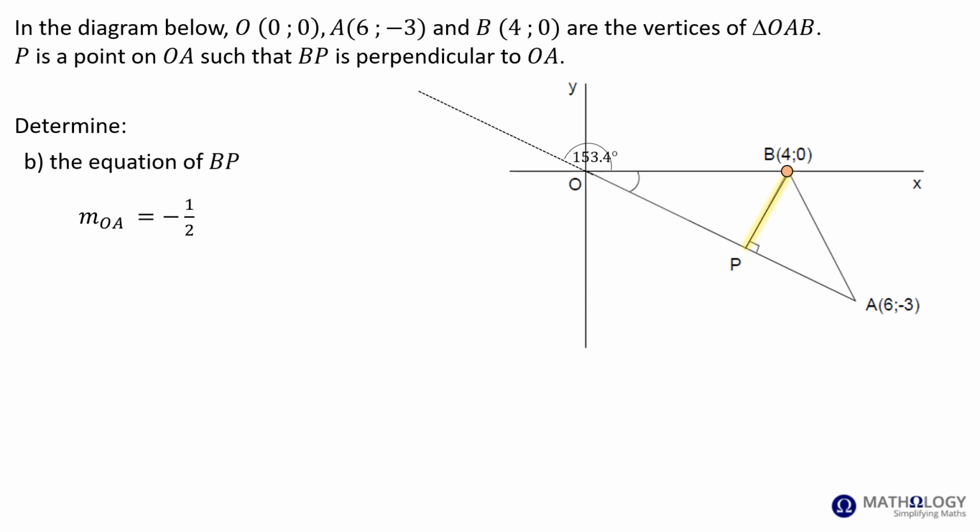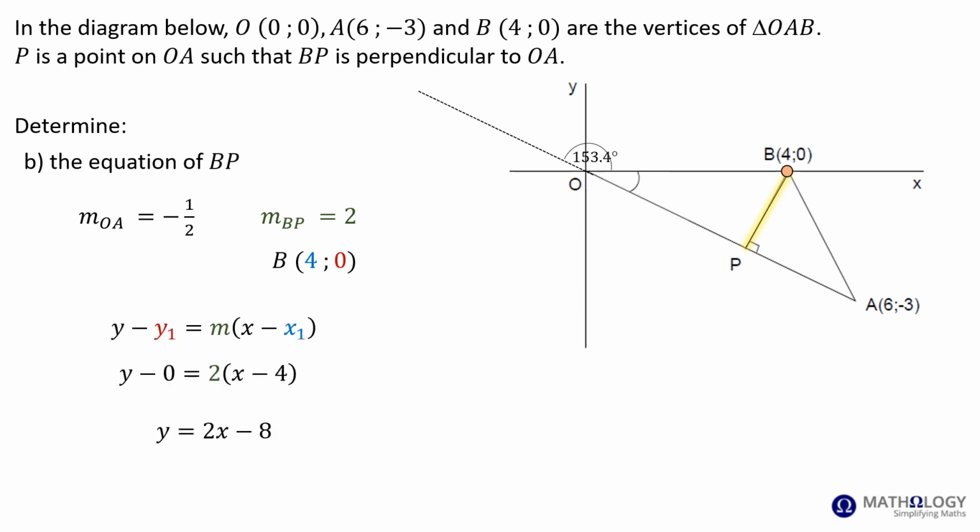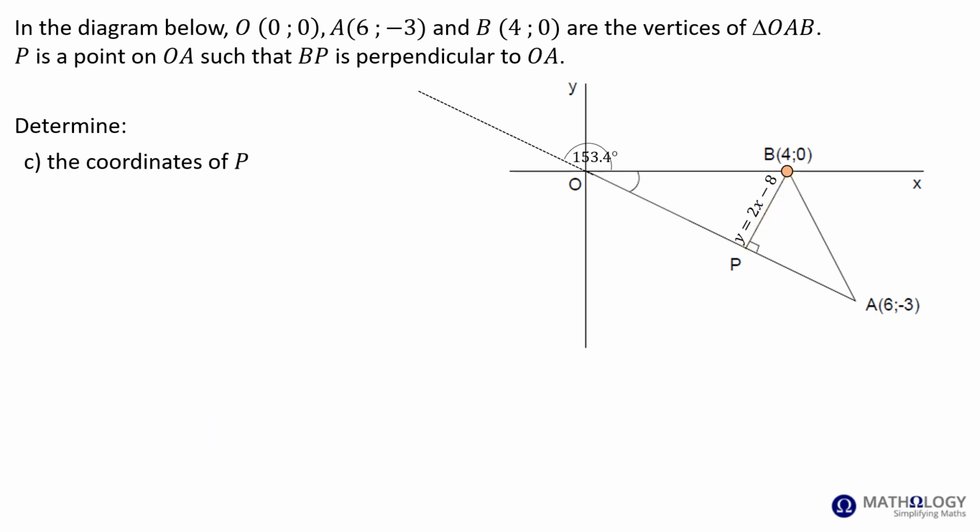To find the gradient of BP, we will use the fact that BP is perpendicular to OA. The gradient of BP is therefore 2, since the product of the gradients of perpendicular lines is minus 1. And now that we know both the gradient of BP, and we have a point that lies on it, we can determine the equation of BP, which is given by y equals 2x minus 8.